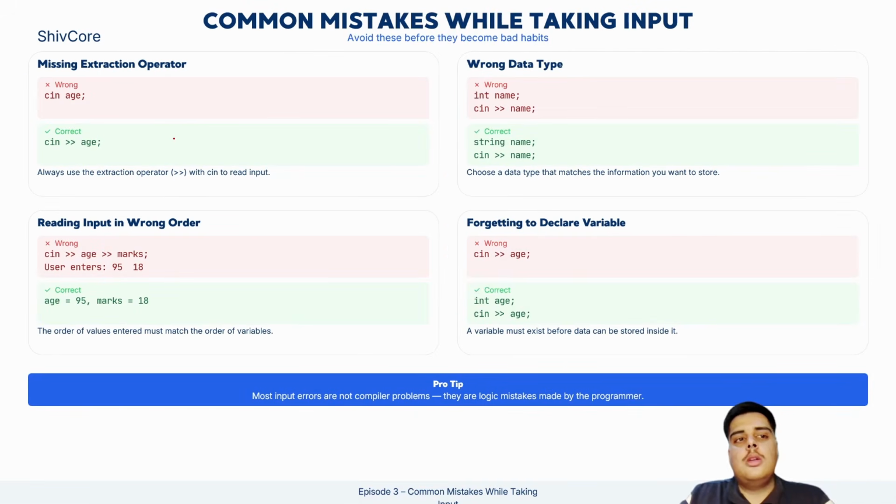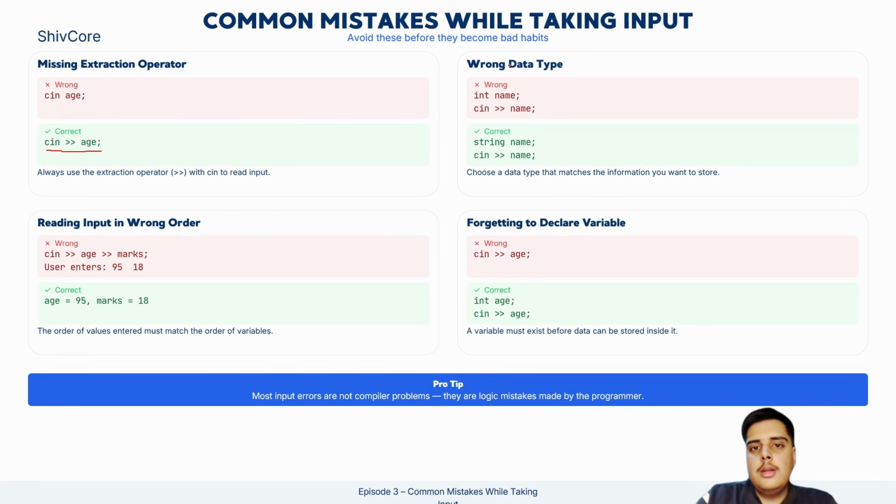Next. Some common mistakes while taking input. It's very important. If you simply write in age, which is wrong. You should write cin and then two times greater than and then age, which is the extraction operator, which you should always use. Without it, it won't work.